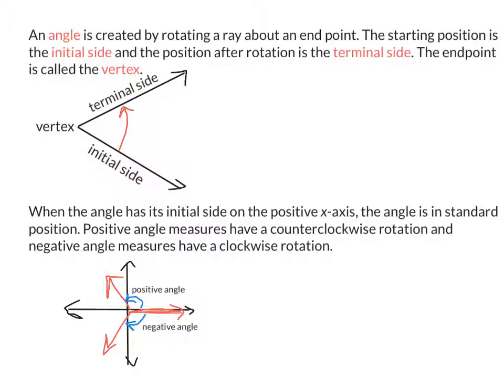Terminal means ending, while initial means beginning. So when the angle has its initial side on the positive x-axis, like on the bottom here, I have two angles drawn. They're both starting with their initial side on the positive half of the x-axis. This angle is considered in standard position.